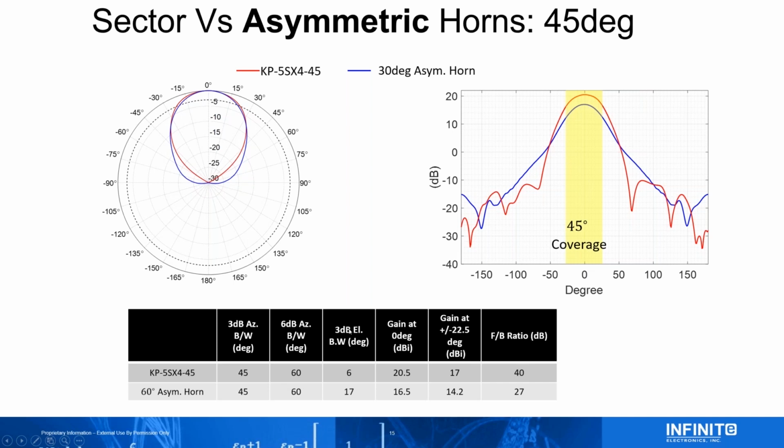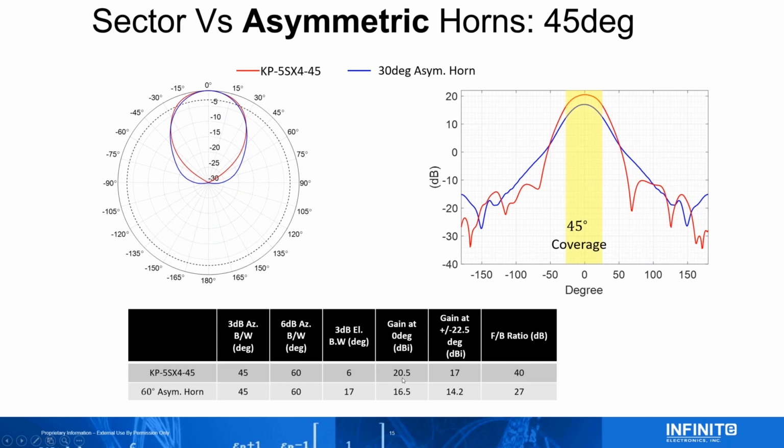The only difference here is the elevation beam width of the KP sector is 6 degrees, whereas the horn is 17. And of course that comes from the increased size. But the benefit is the higher gain. We have a 4 dB higher gain. And they might be even more.